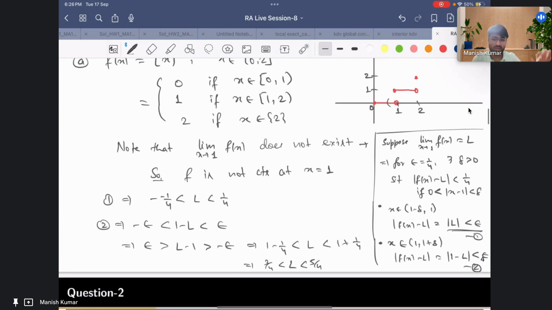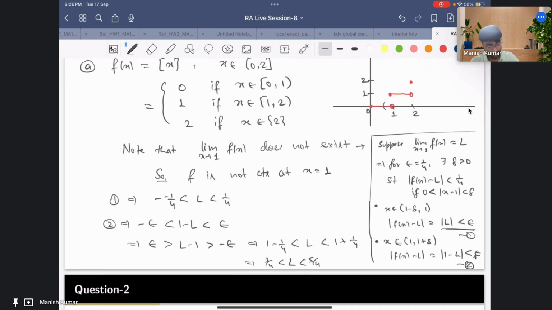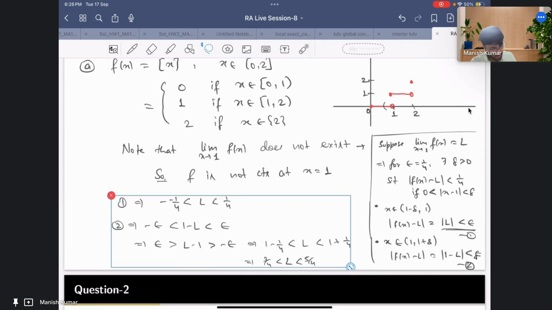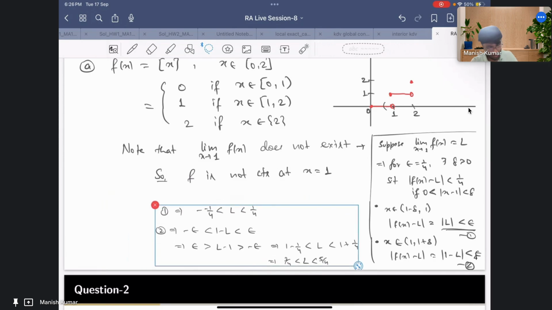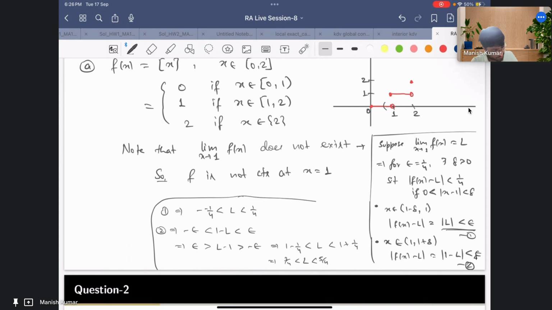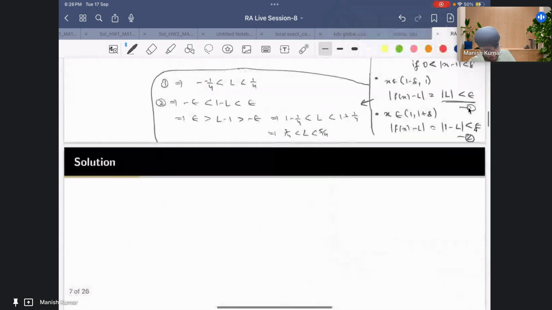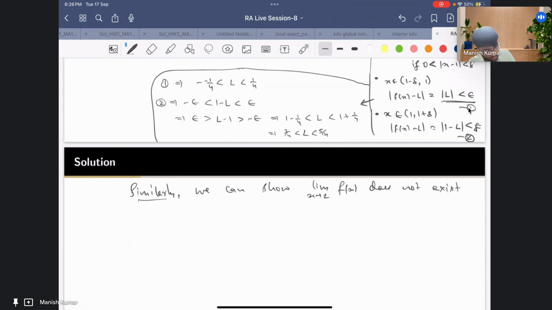So this is something we have talked about earlier also, but anyway I already wrote the solution. This is how you can prove that the limit does not exist. Similarly, we can show that the limit as x tends to 2 of f(x) does not exist, and this tells you that f is not continuous at 2.